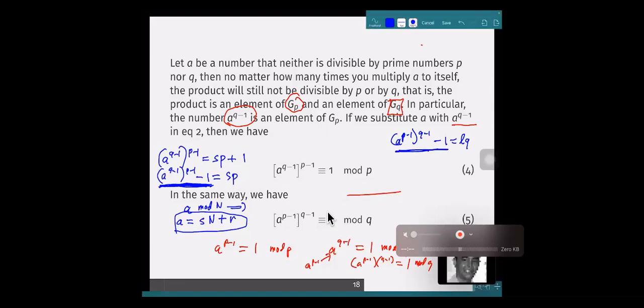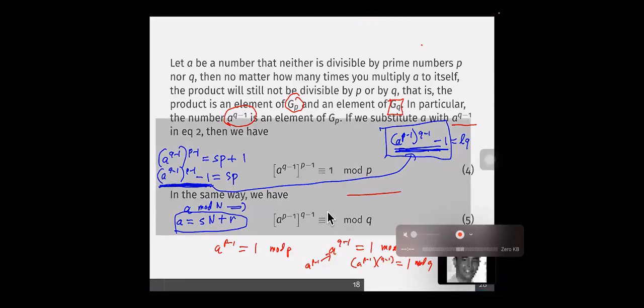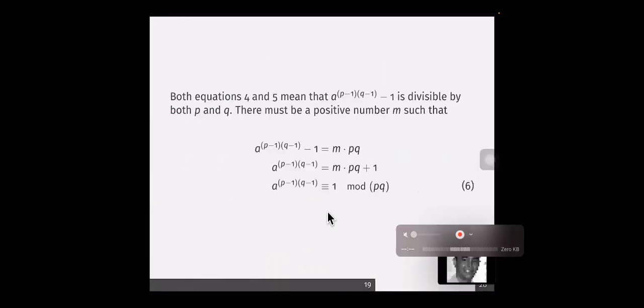So this thing here is divisible by q, but this thing and this thing are the same. So what does that mean? It means that this thing is divisible by both p and q. In other words, they're divisible by p times q. So that's what this one is saying. It's divisible by p times q.